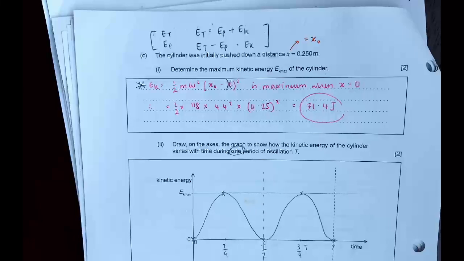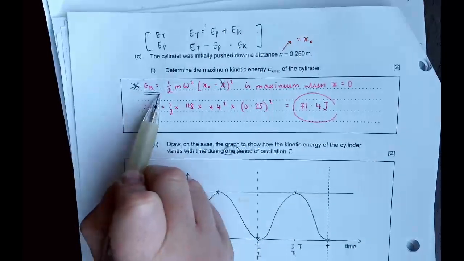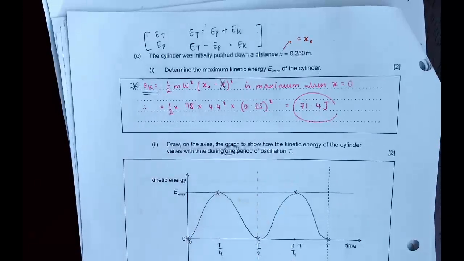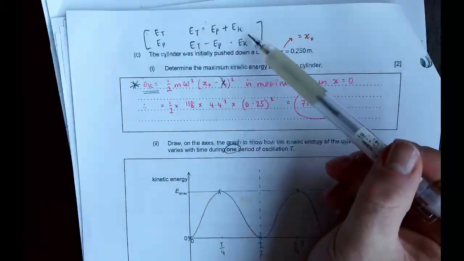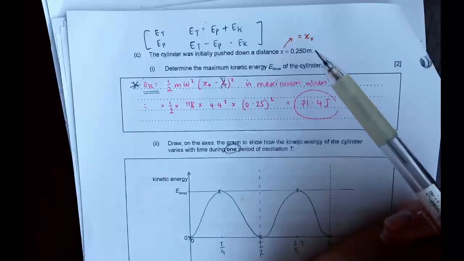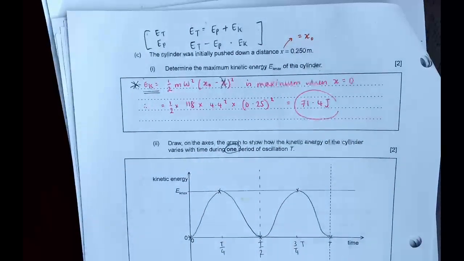Sorry, I butchered that explanation a little bit. Really what I was trying to say is, obviously you're not given this equation. So either you need to deduce it from the data booklet versions, or you need to remember that total energy is maximum kinetic energy.